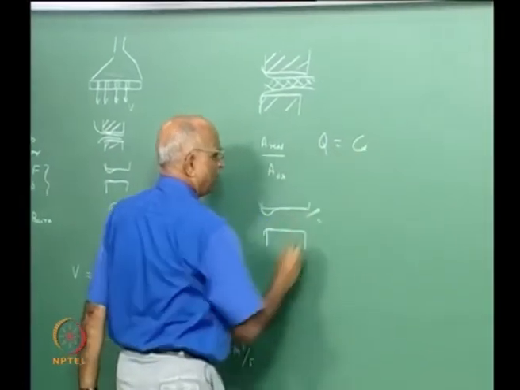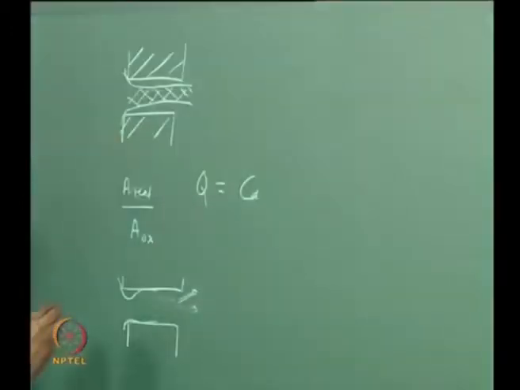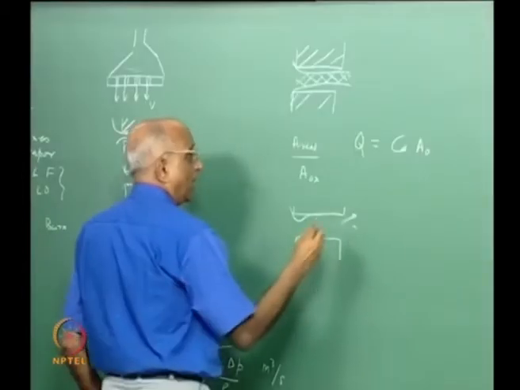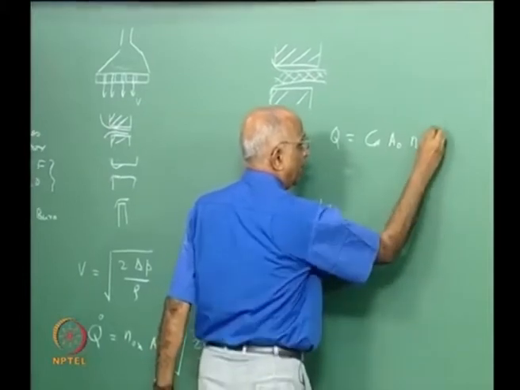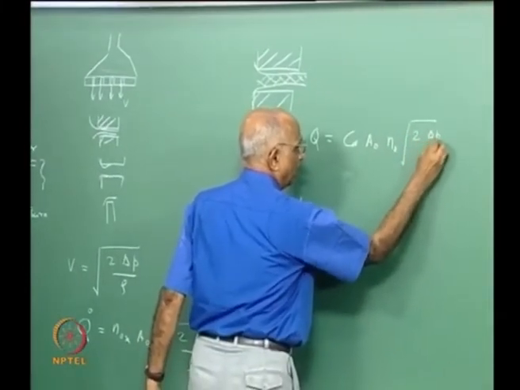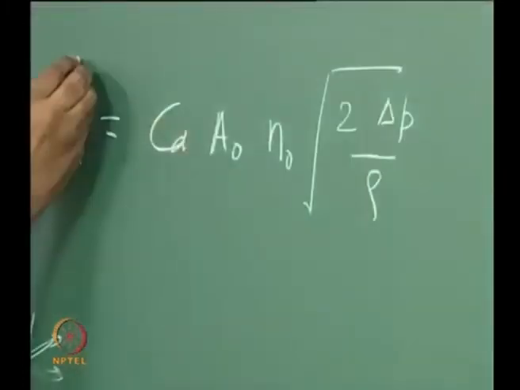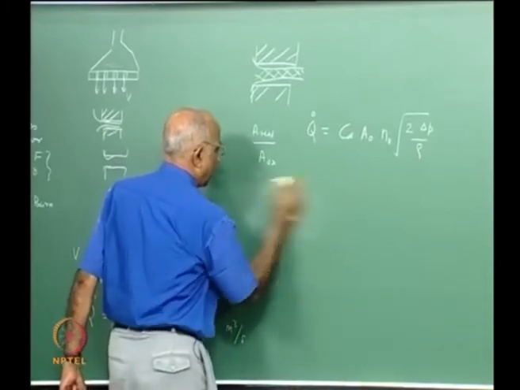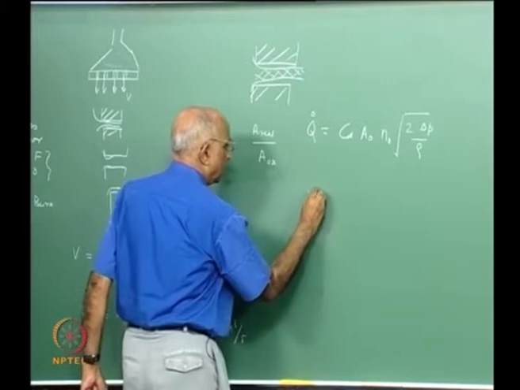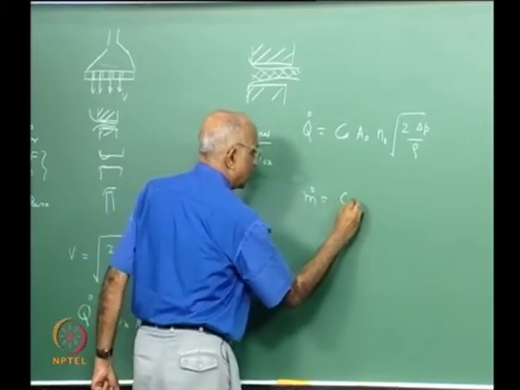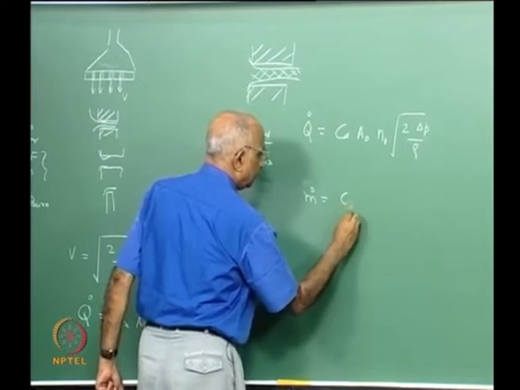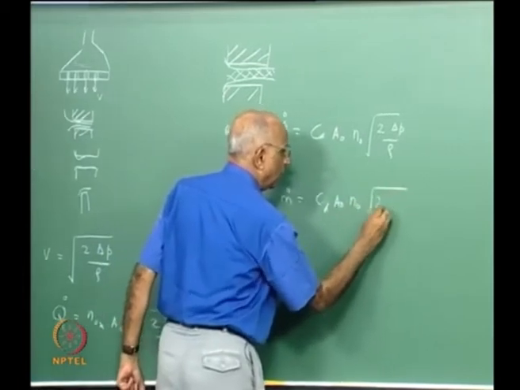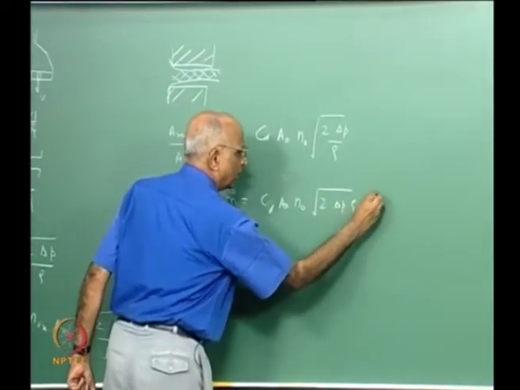I put it in terms of a coefficient which I call a discharge coefficient, CD, into A of the orifice, into the number of holes n, into under root 2 delta p by rho. This is the rate of flow in meter cube per second. I convert it to mass flow rate, and I get m dot equal to CD into A0 into the number of orifices into under root 2 delta p into rho, so many kilograms per second.